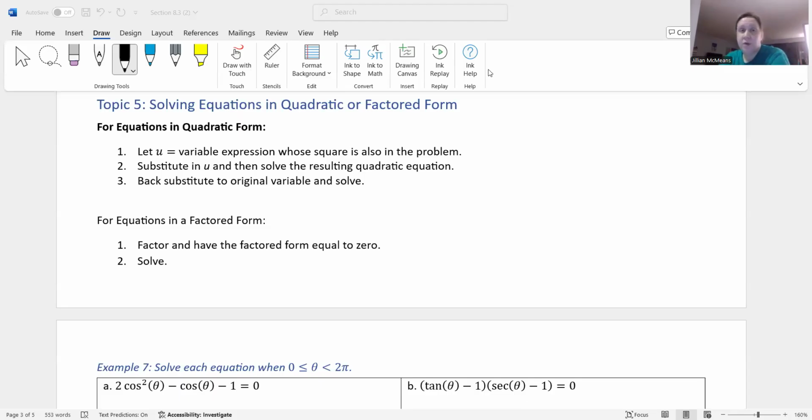For topic 5, we're going to look at solving trigonometric equations in a quadratic or a factored form. So for equations in a quadratic form, remember, we're looking for something that fits this format.